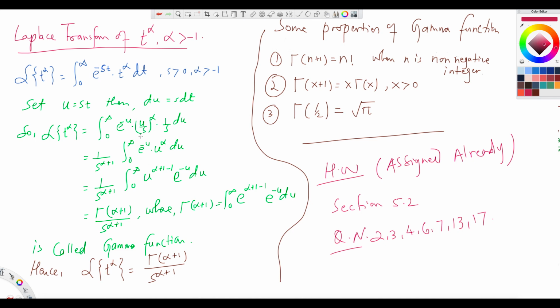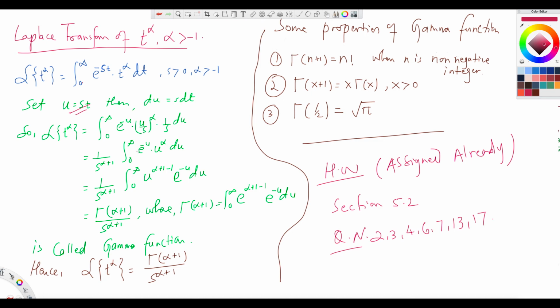Since this integral is with respect to u, you can pull that s out, 1 over s to the alpha plus 1, and then write the integral from 0 to infinity of e to the negative u to the alpha du. One thing you should be careful about with this substitution is the limits for t. When t is 0, u will be 0. When t is infinity, u will be infinity as well, because s is a positive number. So the substitution does not change the limits; the limits are still 0 to infinity.